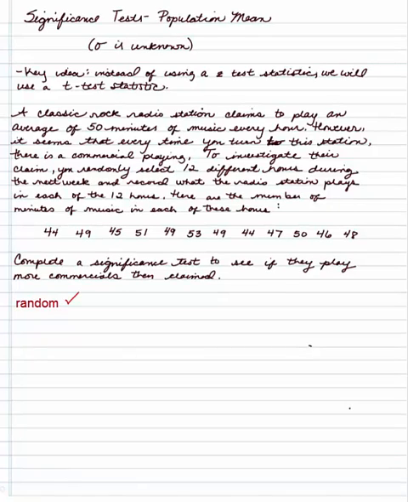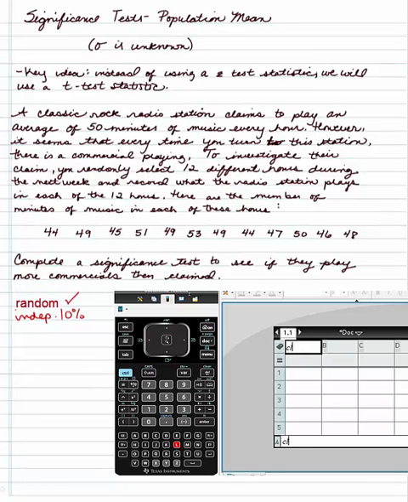Okay, so random, it says somewhere within there about random. What are the other things we're always looking for? Independent. That's the 10% rule. Do you think they're talking about 12 hours in a whole week? There's more than 10 times that in the whole week.